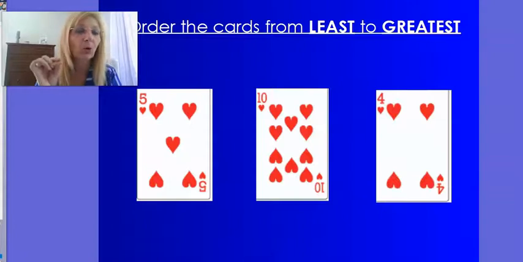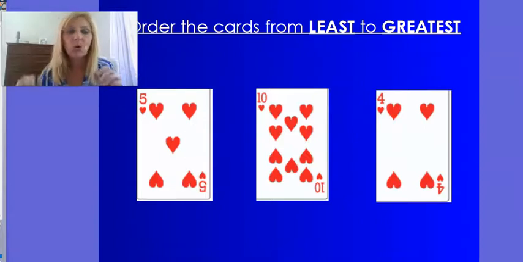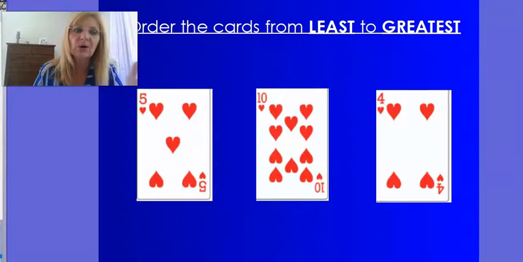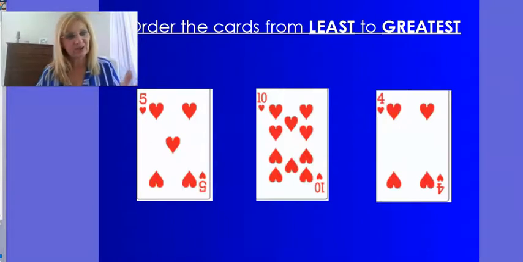Today, we're going to talk about ordering sets. We're going to talk about taking 3 sets and ordering them, putting them in order from the least, that means the smallest, to the greatest, the biggest. Or the opposite of that, we can start and put the biggest one first, go from the greatest to the least. So we're going to practice some of those today. Are you ready? Let's get started.